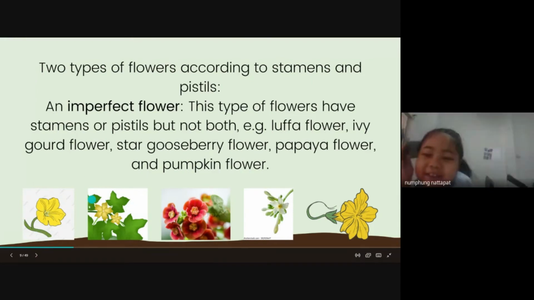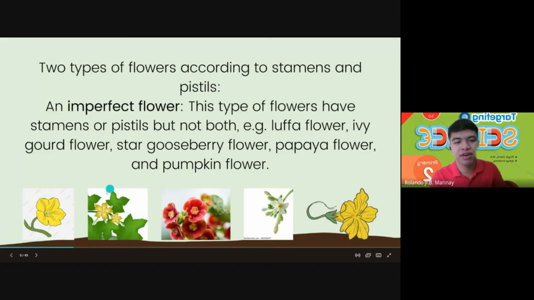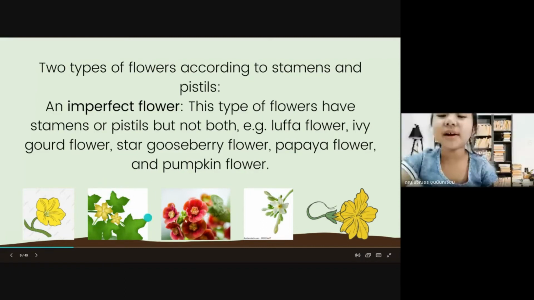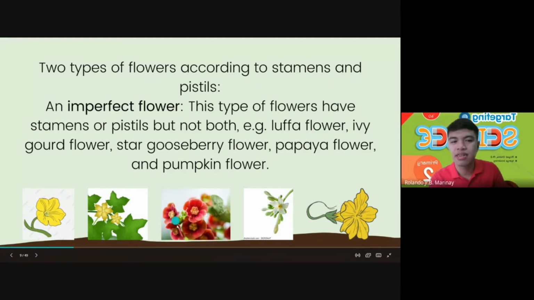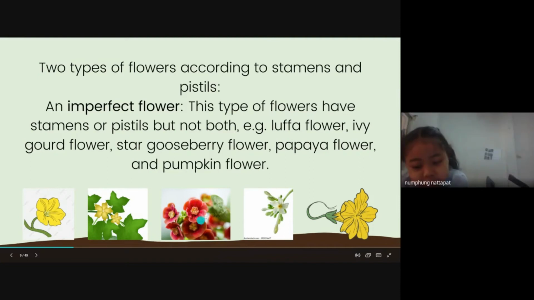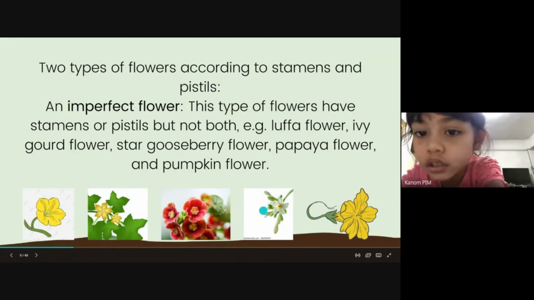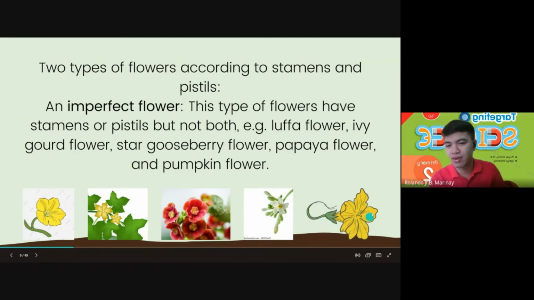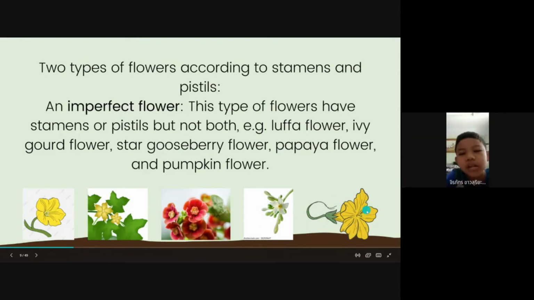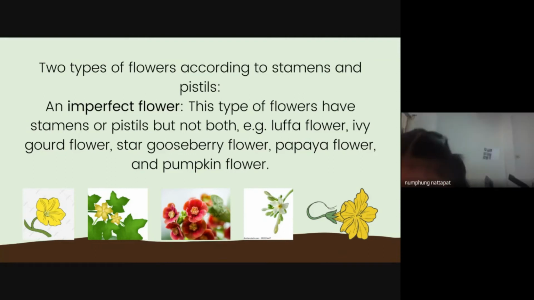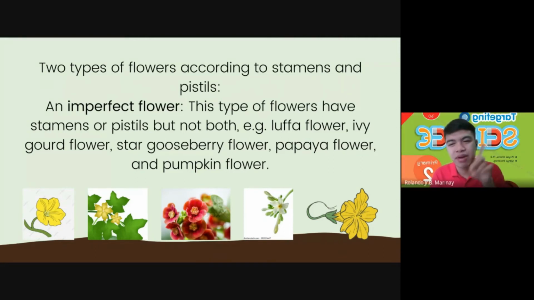Loofah. Ivy gourd flower. Star gooseberry flower. Papaya flower. And pumpkin flower. Okay, very good. Those are the imperfect flowers. When you say imperfect, they are not perfect. They are not complete because they only have one sexual part, either male or female. Okay? They are imperfect flowers.